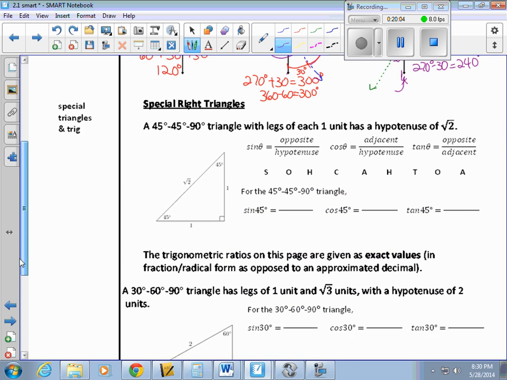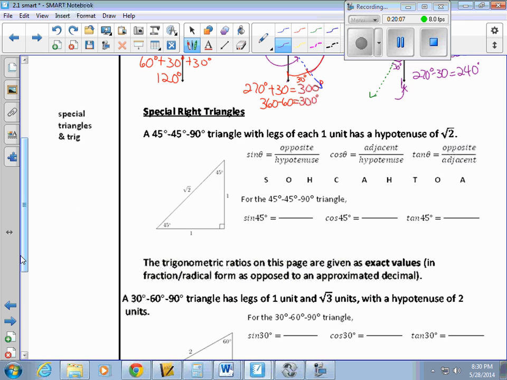Okay, special right triangles. You're going to come across these a couple of times in math, and it's good to memorize the ratios for these. So our first special right triangle is the 45, 45, 90 triangle. So what we're looking at is a unit triangle. We've taken a triangle with legs that have units of 1, and remember, the legs are the sides that aren't the hypotenuse of a right triangle.